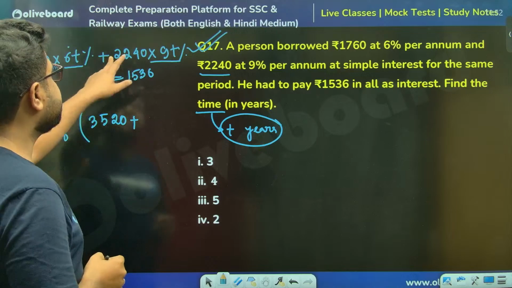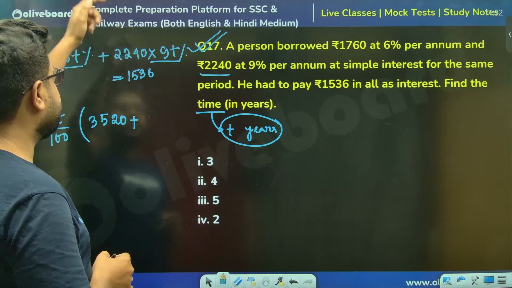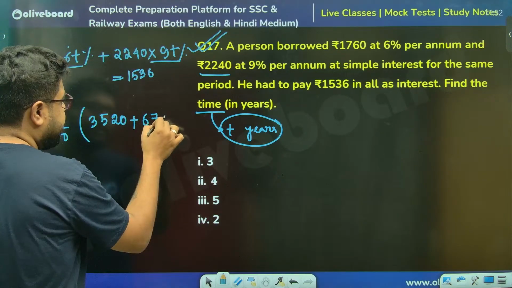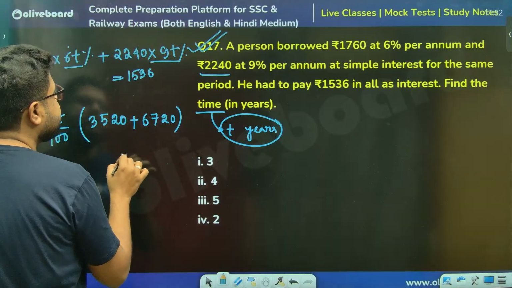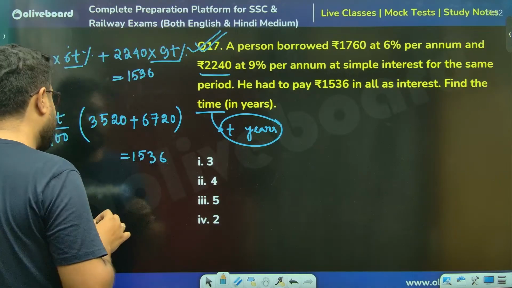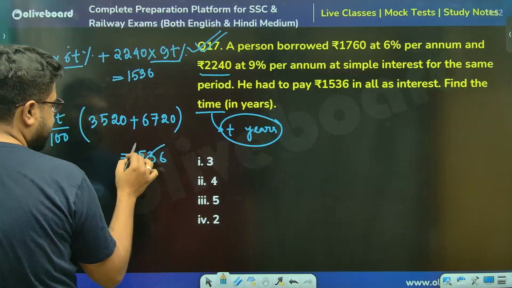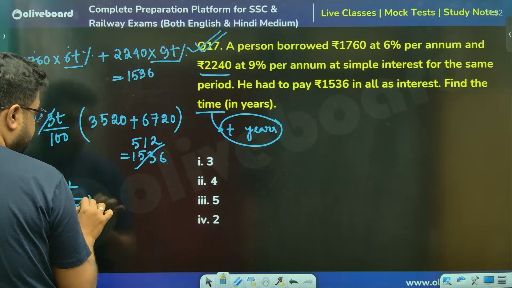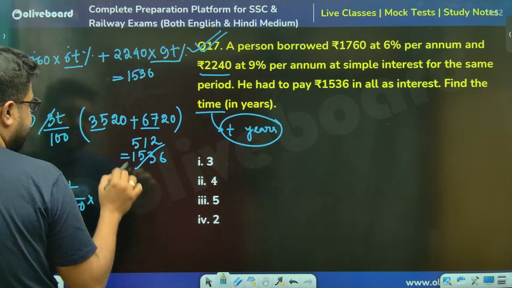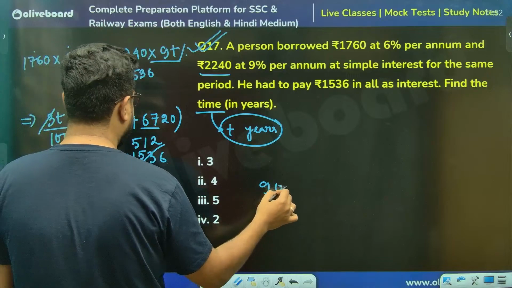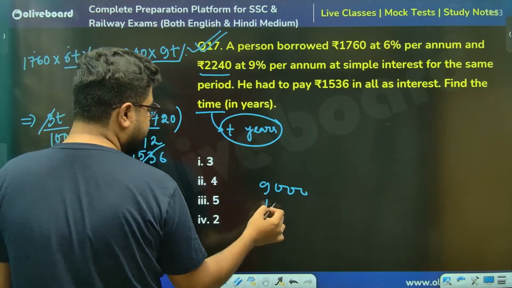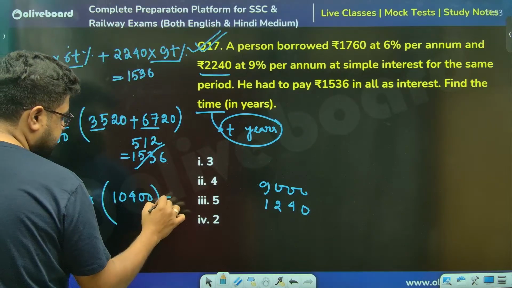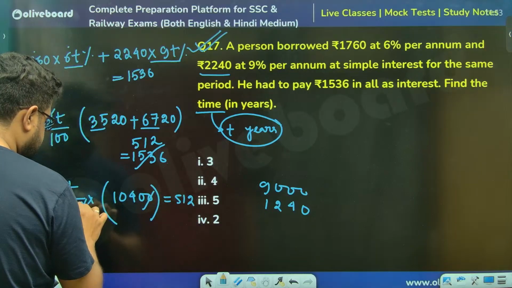Plus, this is 2240 into 3. So 6600 and 120, 6720. This is equal to 1536. Calculate कर लो. 3 5s are 15, 1s are this, 2s are this. T by 100. So 35 and 67, or rather 9,000, just writing it here. 9,000, 500 and 700 is 1200 and 40, 10,400. This is equal to 512.